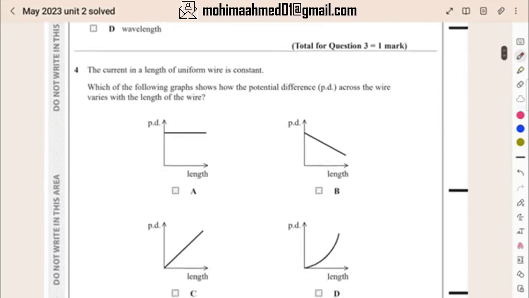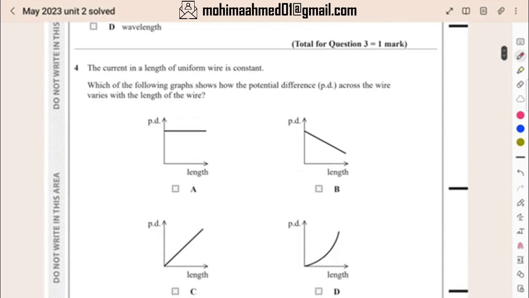Moving on to question 4. The current in a uniform length of wire is constant. Which of the following graphs shows how the potential difference across the wire varies with the length of wire? So what exactly happens is that for a longer length of wire, electrons need to travel a higher distance, right? The temperature increases, and due to this increase in temperature, their resistance increases. That is the usual case.